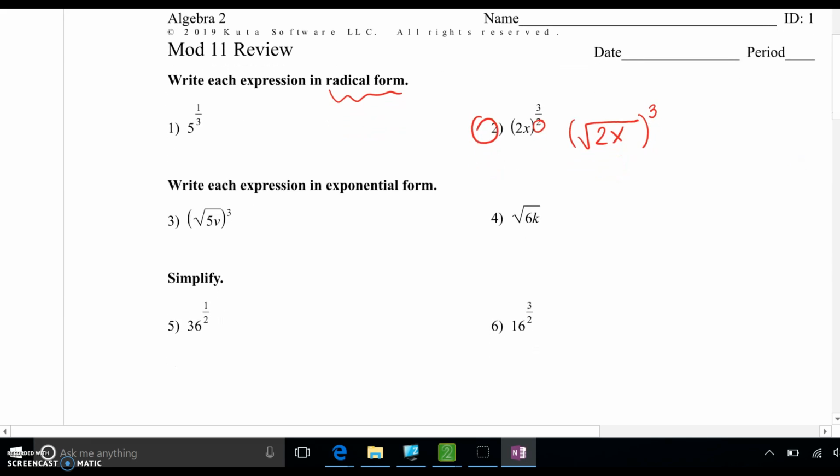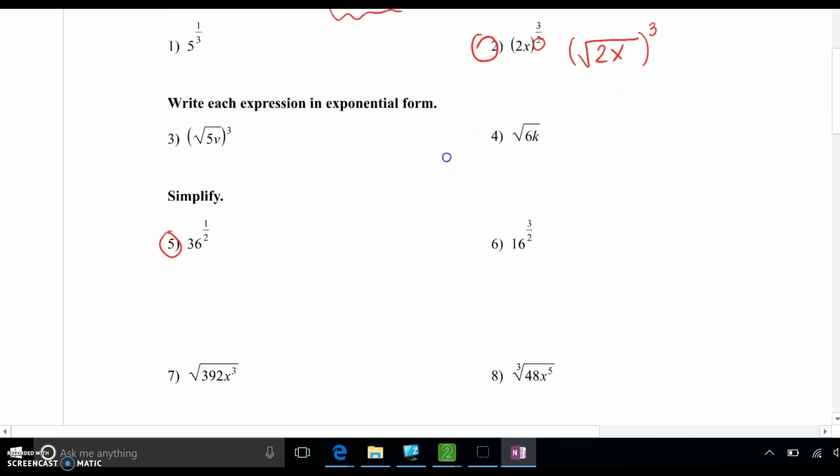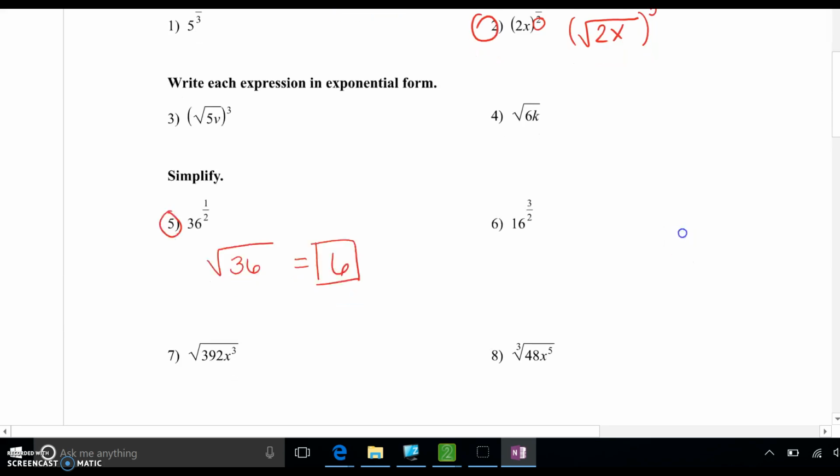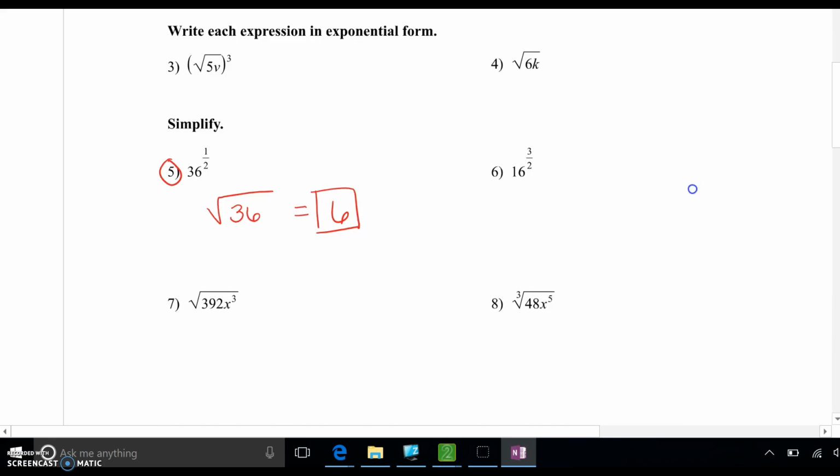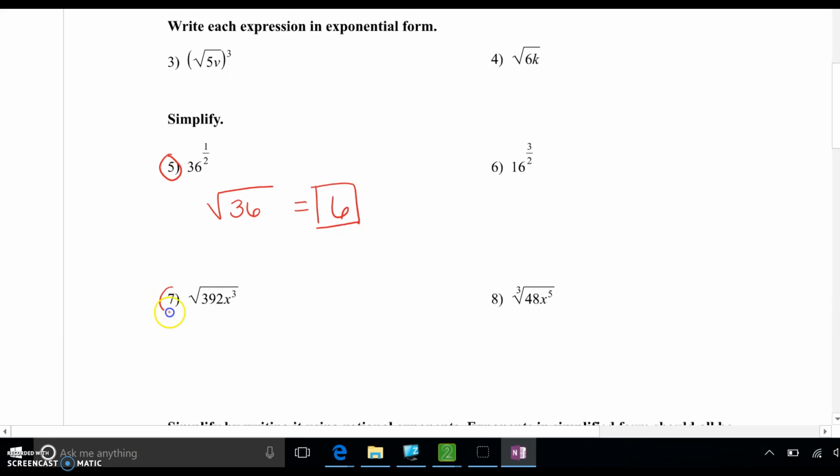Number 5. If we simplify this, we have the square root of 36, which gives us 6. Okay? So you do the same thing for 7 and 8 as well. We will go over these real quick. So let's go ahead and start with 7.